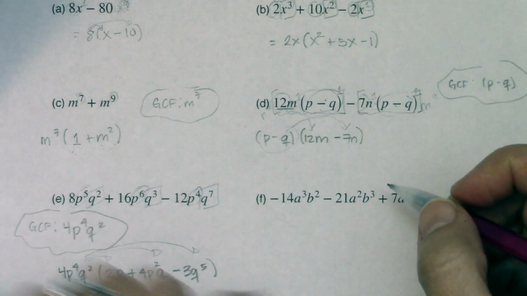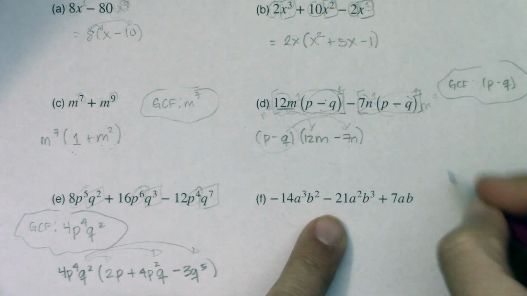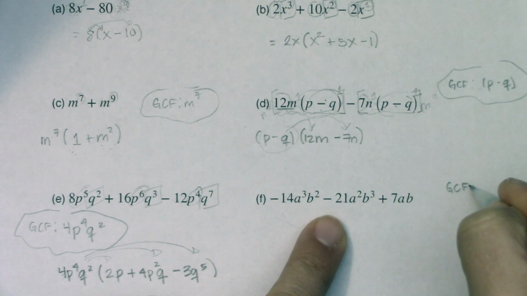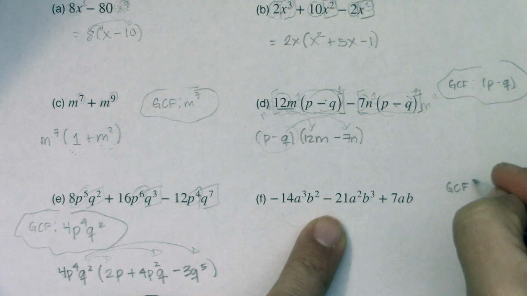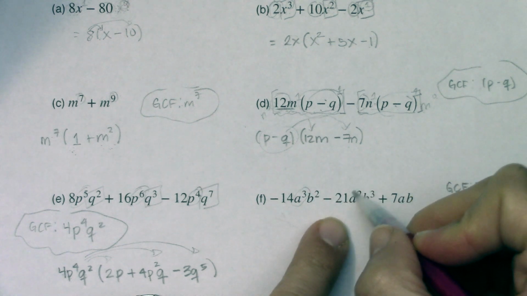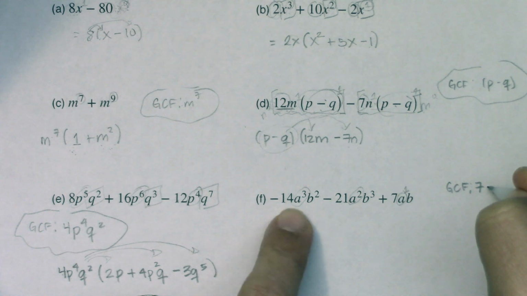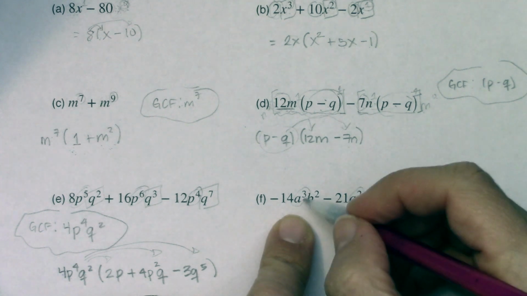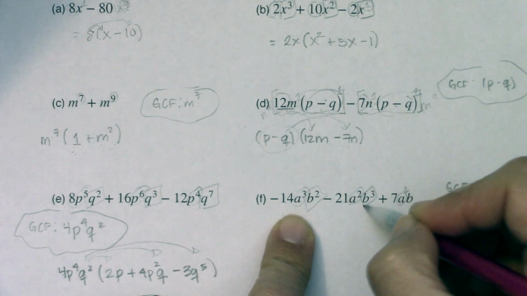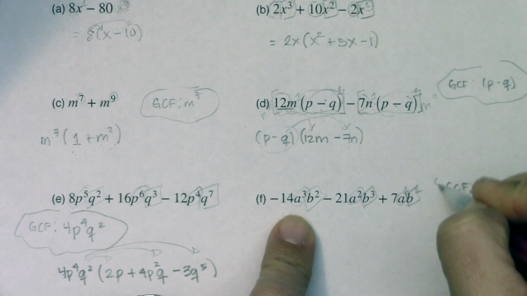All right, so let's see what we got with F here. Let's round this out. I've got 14, 21, and 7. So if I think about the GCF between those, the largest number they have common to them is 7. I've got a cubed, a squared, and a, right, a to the 1. The least of those exponents is a. I've got b squared, b cubed, and b to the 1. The least of those exponents is just b.